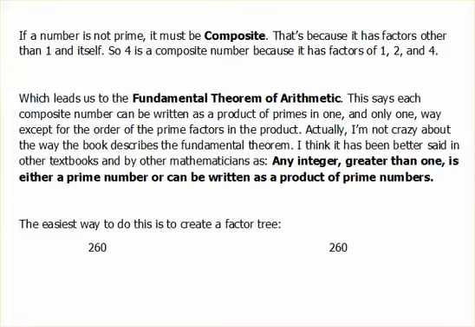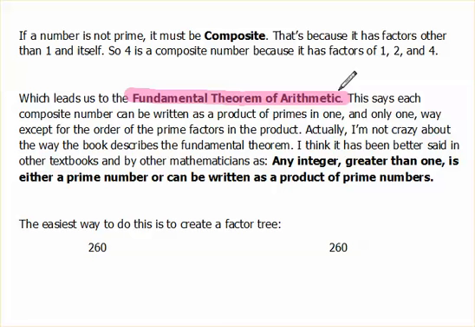Now, this leads us to something incredibly important, and that is the fundamental theorem of arithmetic. So this is what supposedly all of arithmetic is built on, the very core idea of it. And in your book, it says that each composite number can be written as a product of primes in one and only one way, except for the order of the prime factors in the product. Now, I don't really care for that particular wording of the definition. I think that it's been written better and said better by other mathematicians.